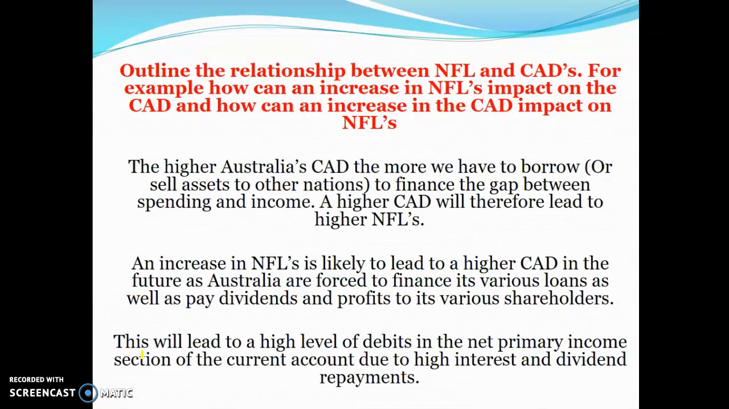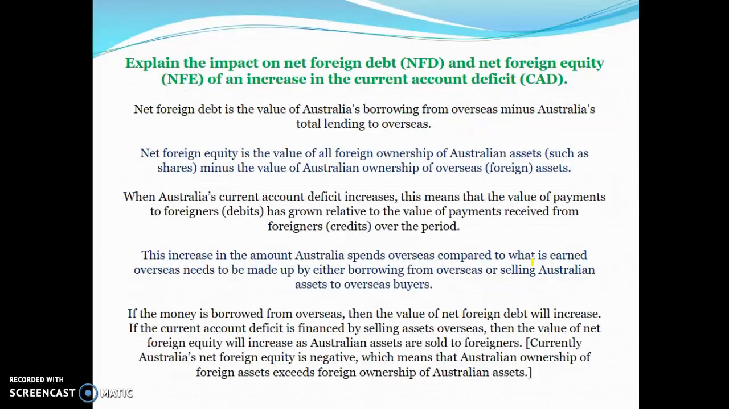So just in terms of the relationship, we went through this in class, but a higher CAD means we have to borrow more. That will lead to a higher net foreign debt, or we sell off assets, which leads to more net foreign equity. An increase in net foreign liabilities is likely to lead to a higher CAD in the future because we are forced to pay dividends and profits back overseas from that borrowing or from that selling of assets. There'll be higher debits in the net primary income account because there's more interest and dividends.